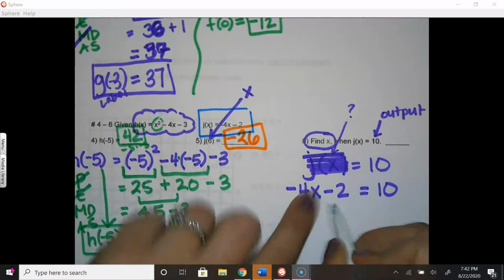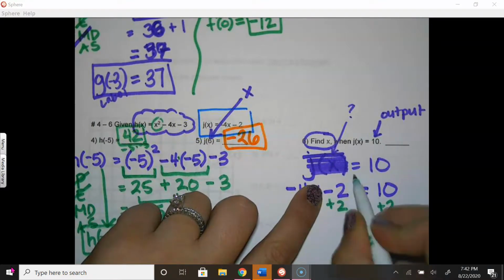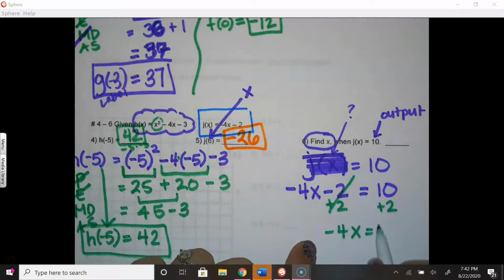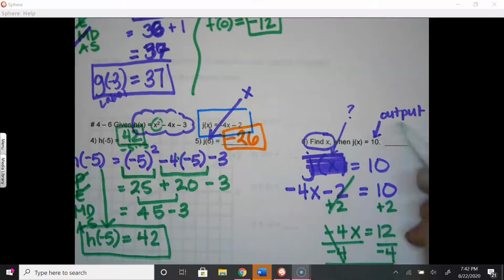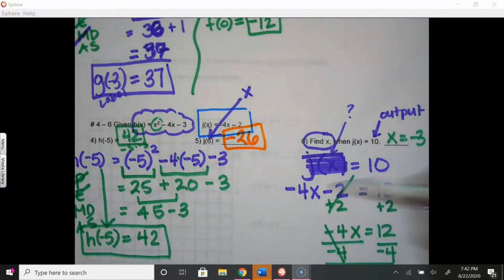So to solve for x, we're going to add 2 to both sides. And then divide by -4. And we get x equals -3. So it said find x, and we did. If we plugged in a -3 here for x, that would result in 10. So if you just read the problem, you're less likely to accidentally put the number in the wrong spot. If it says find x, tell yourself, I'm not putting that 10 here. It's going to go on the other side of the equation.